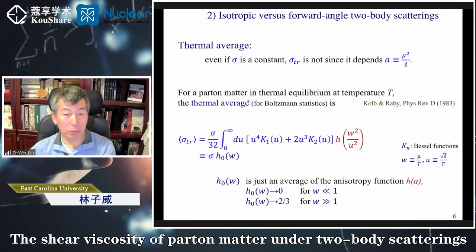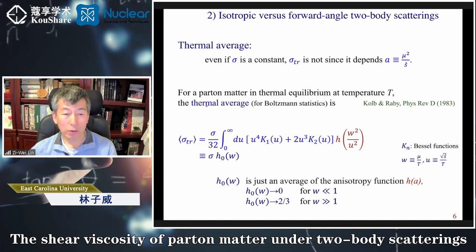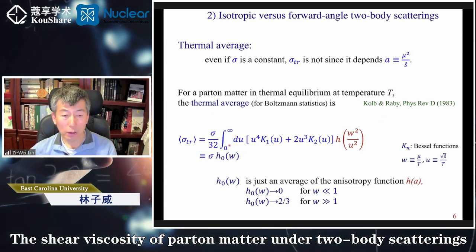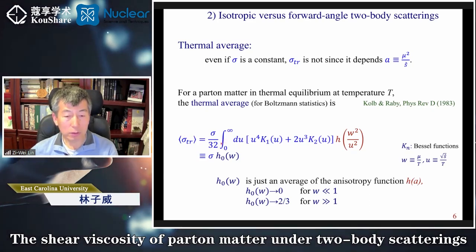And for parton matter in thermal equilibrium at temperature T, because we consider Boltzmann statistics, the thermal average is given in this paper as, for example, some average over this function. And the K here are just the Bessel functions. And for the thermal average of a transport cross-section, remember that transport cross-section is h(a) times sigma, right? So if we do the thermal average of h times sigma, then I will get h weighted by this function.